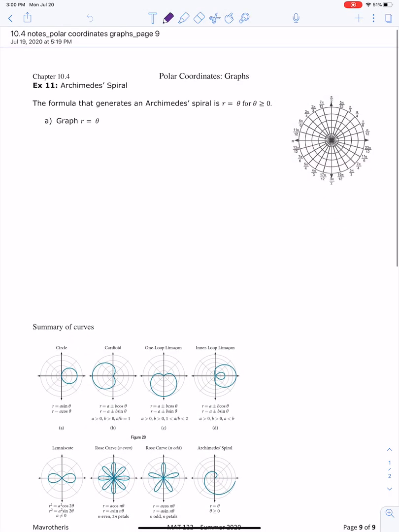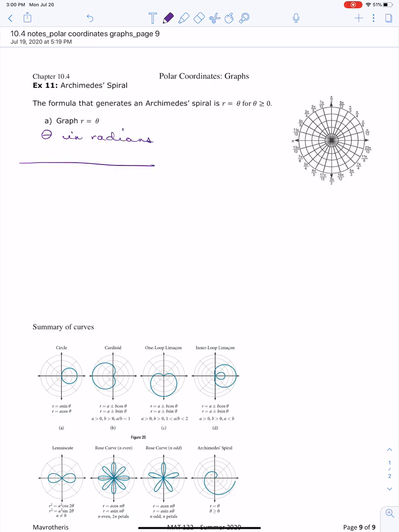10.4 notes, polar coordinates graphs, page 9. And so the last polar curve we're going to look at is the Archimedes spiral. Now this feels a little weird, and a lot of times you will see this written differently. But here we go, r equals theta. The one thing you do want to remember is that here we're talking about theta in radians.